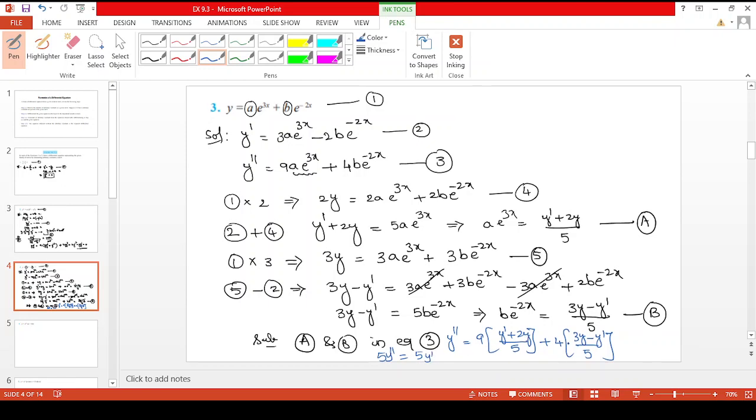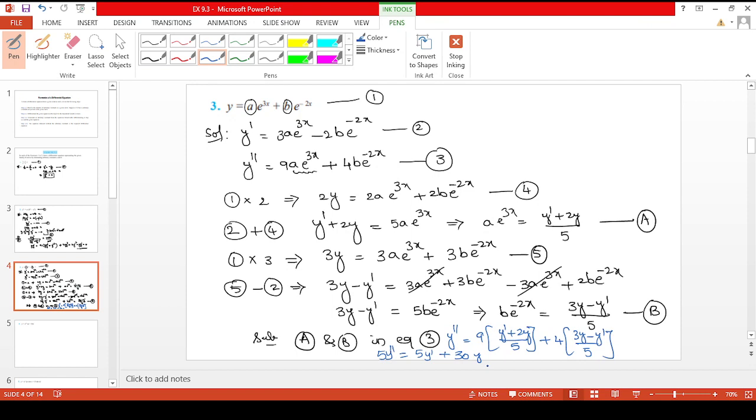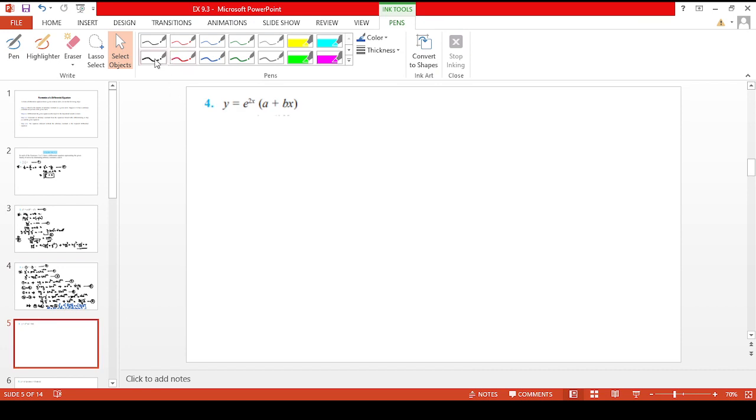Next, 18y plus 12y, 18y plus 12y is 30y. So this will be the required general solution. Further, if you simplify also here, 5 ones are 5, 5 sixes are 30. So therefore y double dash minus y dash minus 6y equal to 0 is the required differential equation. Let's move on to the next, fourth question.